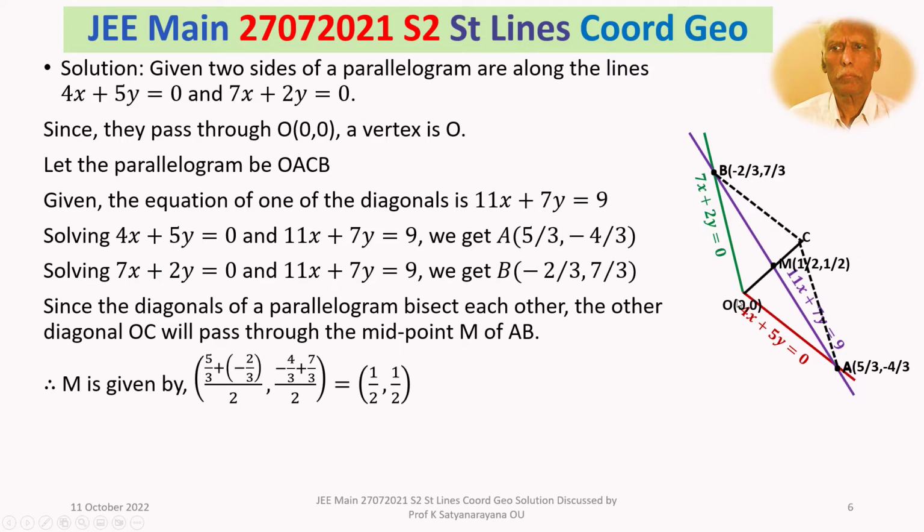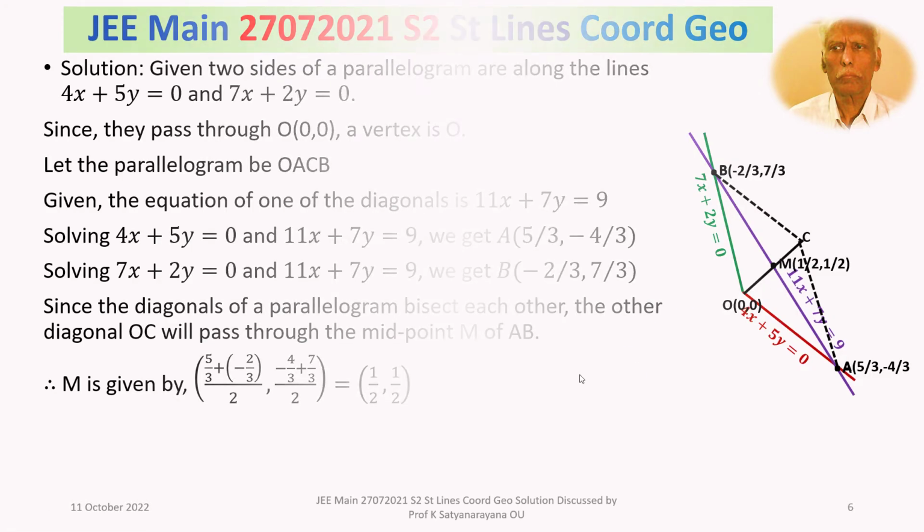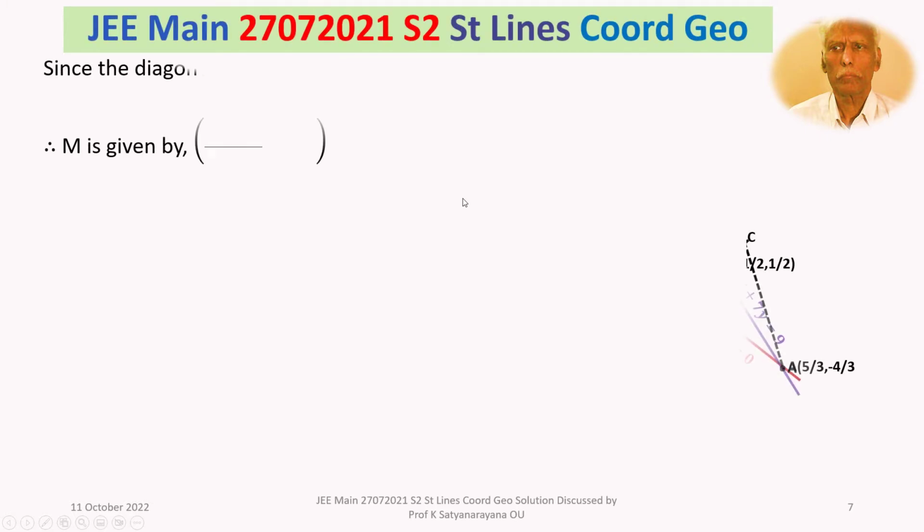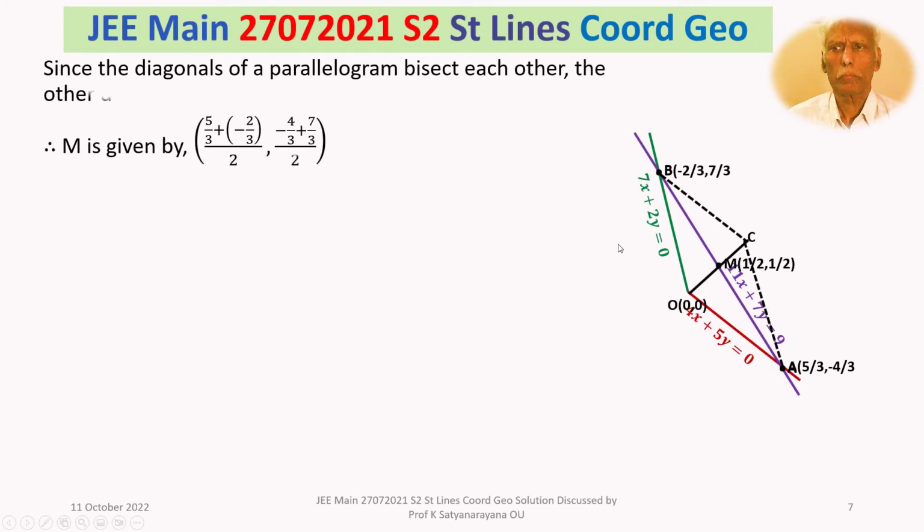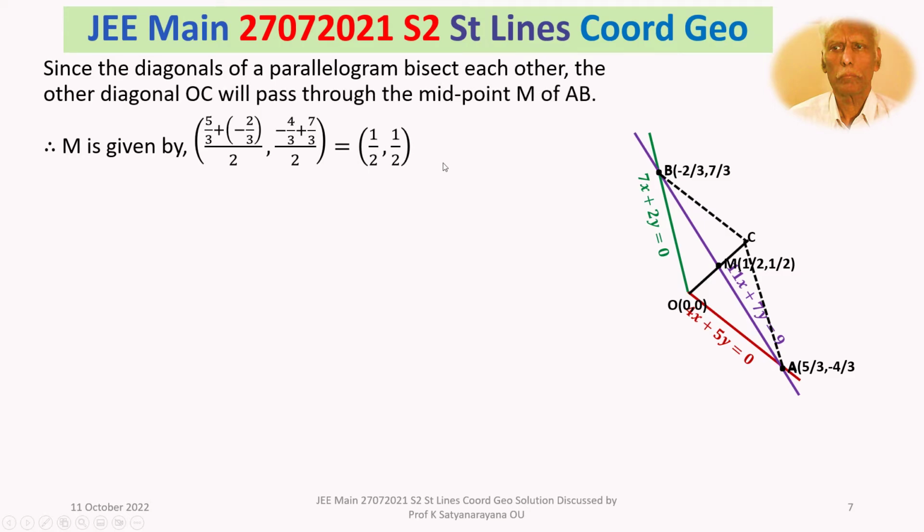Now we want the equation of OC. If we know the equation of OC, then we can very easily see which of those four options will pass through this diagonal. So we continue in the next slide. The story so far is this one, and the midpoint we have already found: M is (1/2, 1/2).